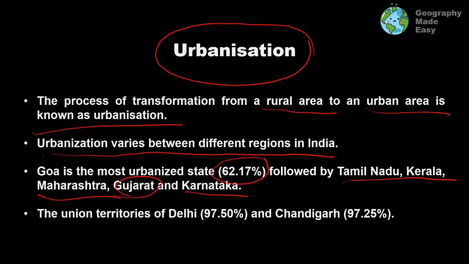Gujarat, which used to be a rural, agrarian state, slowly post independence has completely transformed itself, and it is slowly urbanizing with huge industrial impetus taking place in Gujarat. We also see the union territories of Delhi and Chandigarh having a high percentage of the urbanization process taking place.